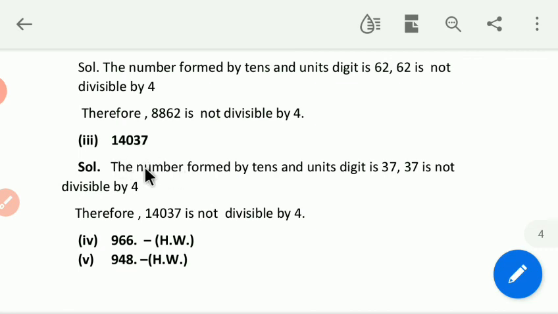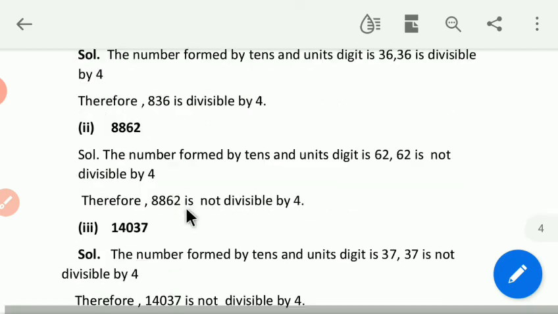Then third one, 14,037. The number formed by tens and unit digit is 37. And we know that 37 is not divisible by 4. Therefore, the given number 14,037 is also not divisible by 4. Same for the fourth and fifth one, 966 and 948. We have to see whether these numbers are divisible by 4 or not by seeing their last two digits. The last two digits are 66 and, in 948, 48.